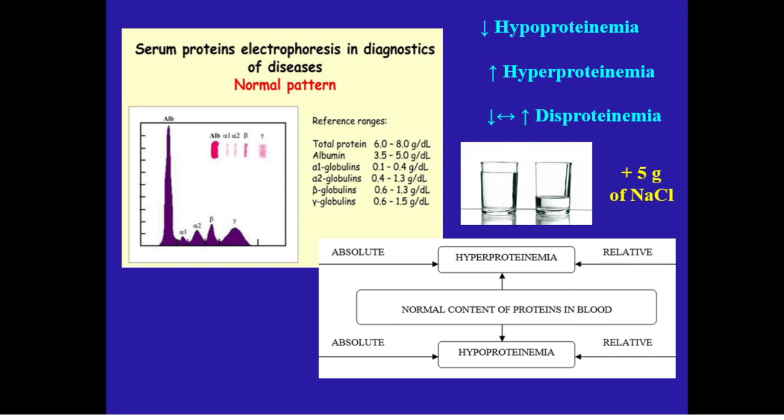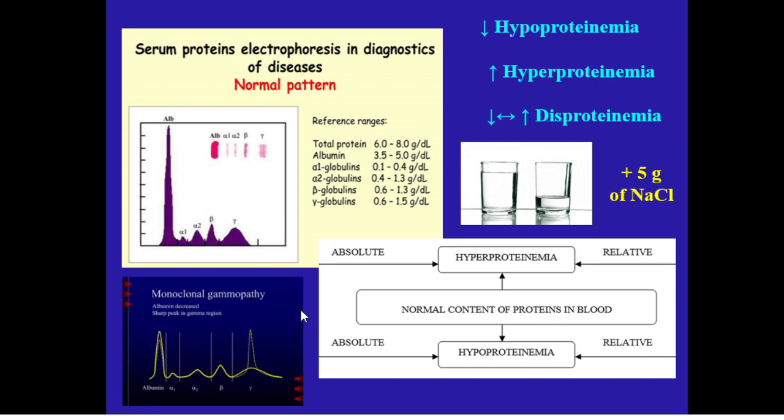interesting, and we are studying this type of absolute hyperproteinemia, and the diseases that lead to it, in our department. It's one of the directions of our scientific work. This is overproduction of gamma globulins, but not polyclonal.